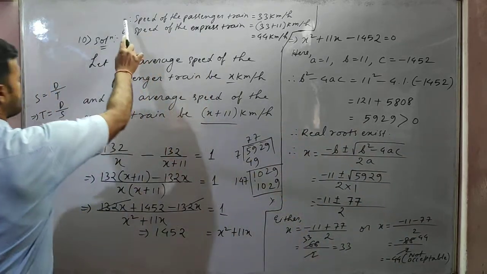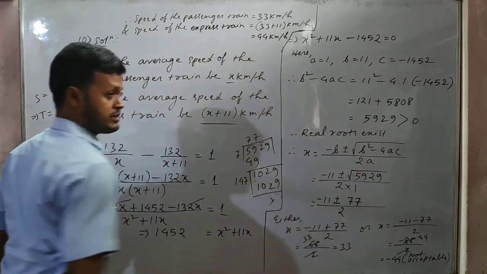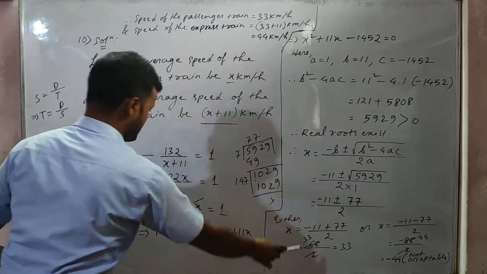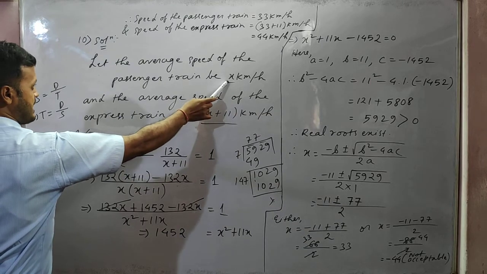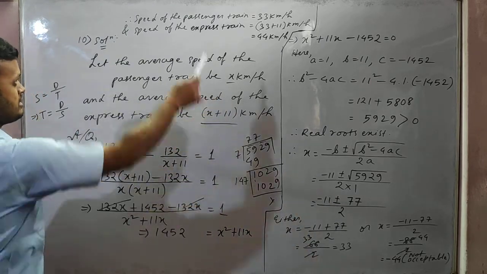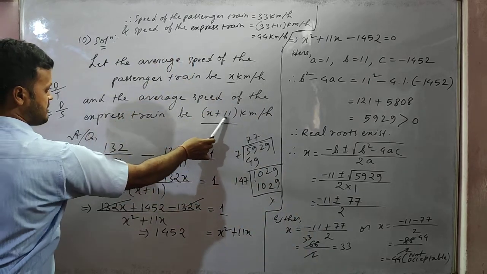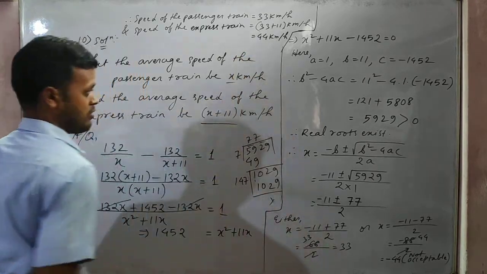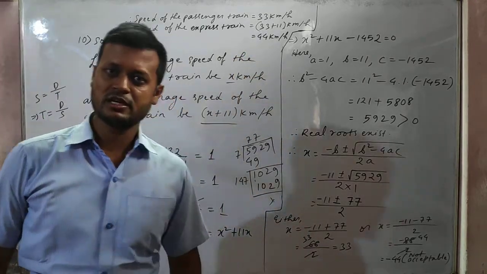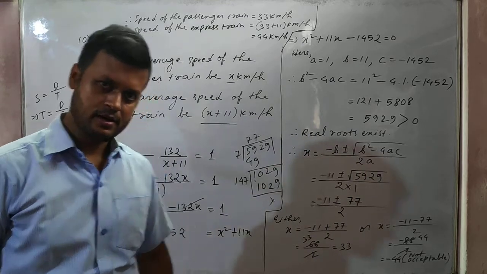So therefore the speed of the passenger train is how much? 33 km per hour. And the speed of the express train will be how much? The speed of the passenger train is x. So x is how much? 33. So 33 km per hour. And the express train is x plus 11. So 33 plus 11 is 44. The speed of the express train is 44 km per hour. Understood?